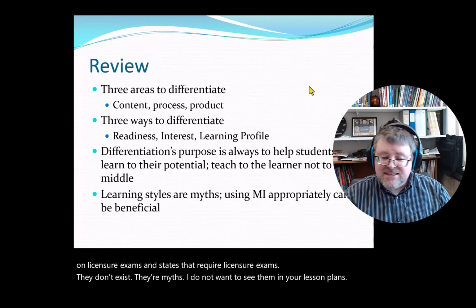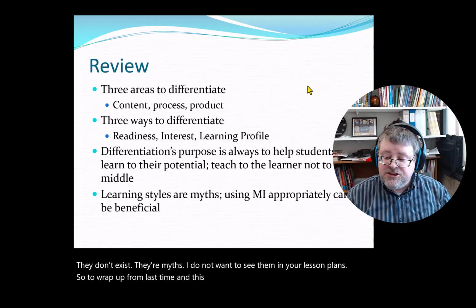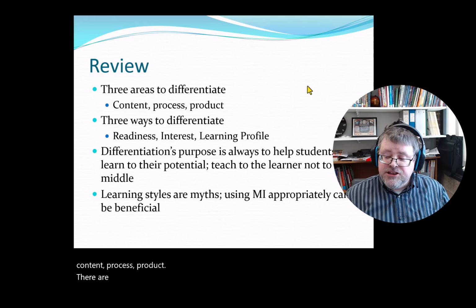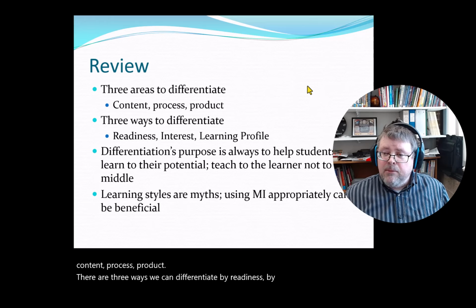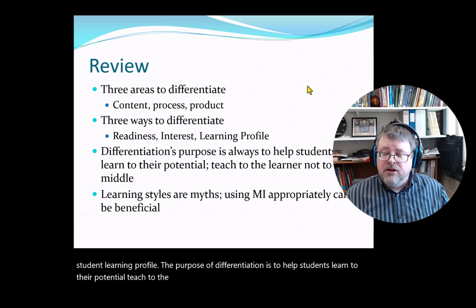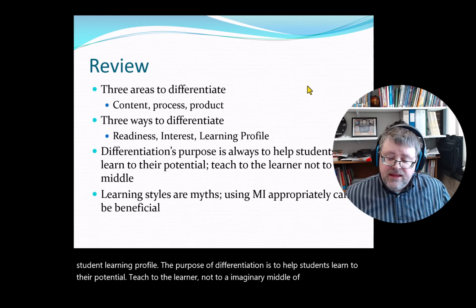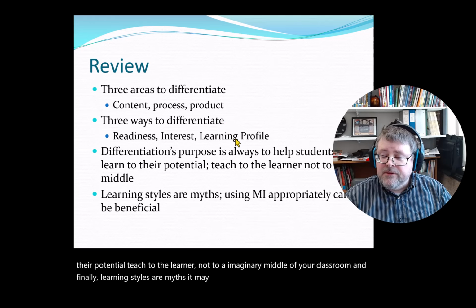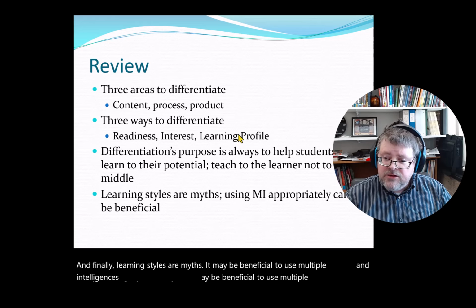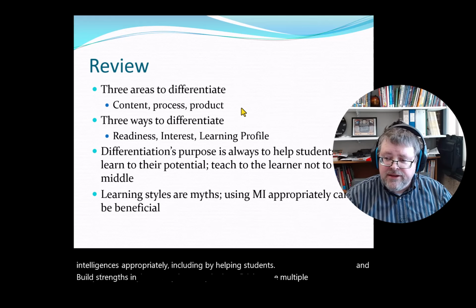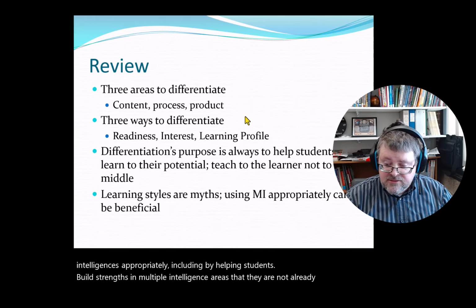So to wrap up from last time and this time, there are 3 areas we can differentiate: content, process, product. There are 3 ways we can differentiate: by readiness, by student interest, and by student learning profile. The purpose of differentiation is to help students learn to their potential, teach to the learner, not to an imaginary middle of your classroom. And finally, learning styles are myths. It may be beneficial to use multiple intelligences appropriately, including by helping students build strengths in multiple intelligence areas that they are not already strong in.